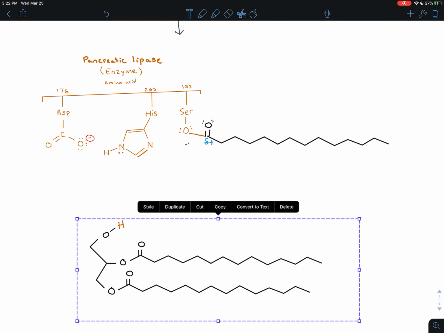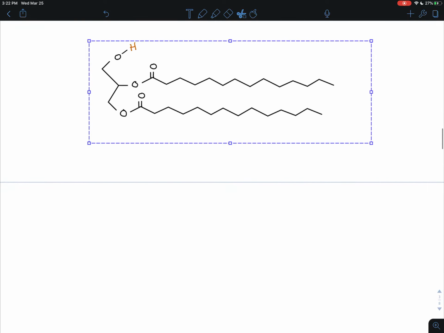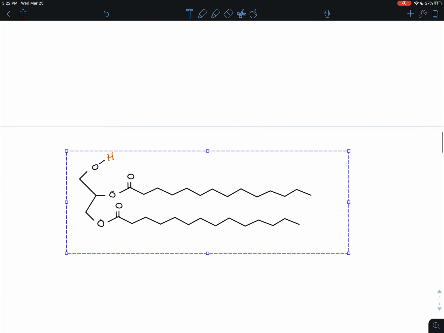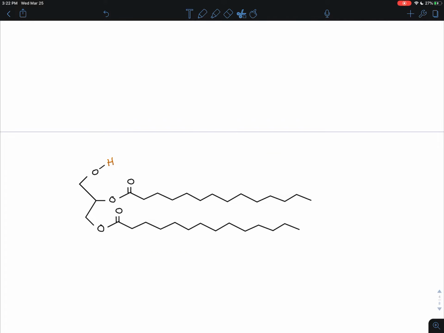And notice we've removed one of the fatty acids from the triacylglycerol. That's the whole point of this reaction, is to break the triacylglycerol into smaller pieces so that they can move through the cell membranes of the cells in your small intestine into the mucosa of your duodenum.